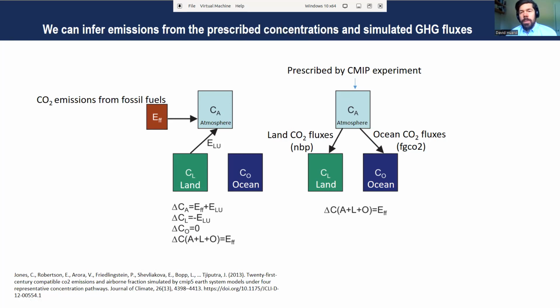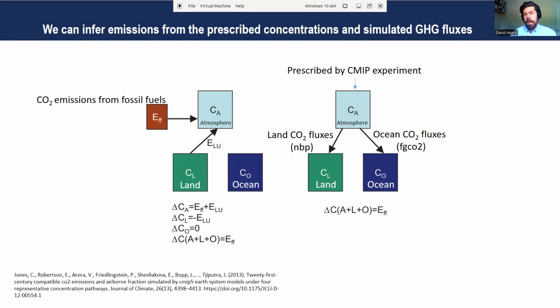And then within the GCMs themselves, we have ocean fluxes and land fluxes. And it's basically a budget. So if you compute at each year these fluxes from the atmosphere into the ocean and into the land, and you compute the difference between each year in the atmospheric concentration, which is prescribed by the experimental design, then any imbalance between those differences in concentrations and these fluxes has to come from fossil fuel emissions. So basically, by doing a simple budget, you can diagnose or backtrack the fossil fuel emissions that are compatible with the prescribed concentrations.